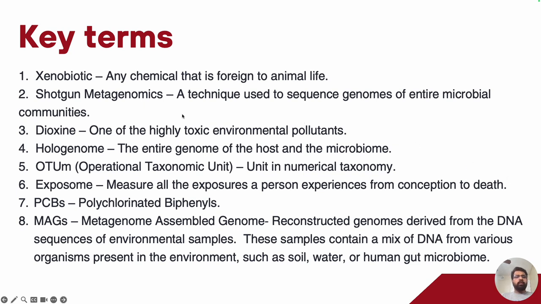And the next one is shotgun metagenomics. This is one of the approaches for sequencing that they used, so entire microbial communities, that's what they used in here. The number three right here is dioxin, and dioxin is one of the major pollutants that they studied in this paper. It is a highly toxic environmental pollutant.